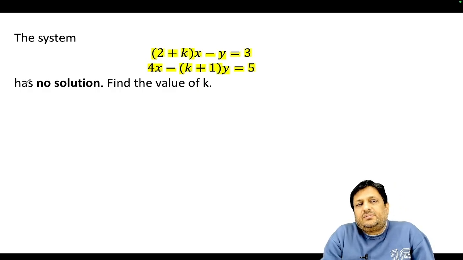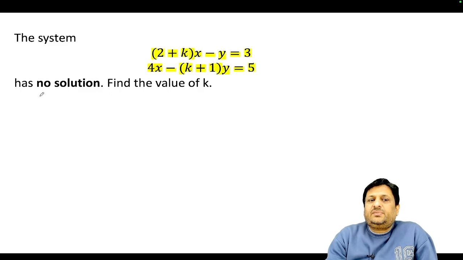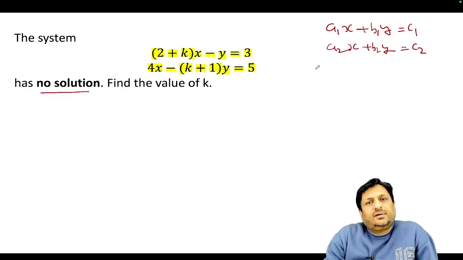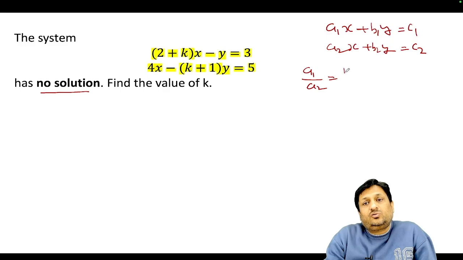The question is saying this system has no solution. We have to find the value of k. Okay, let's see. If this system has no solution, what was the condition for no solution? So if the two equations are a1x plus b1y is equal to c1, and a2x plus b2y is equal to c2. So for no solution, the condition was a1 by a2 must be equal to b1 by b2, which should not be equal to c1 by c2, isn't it?